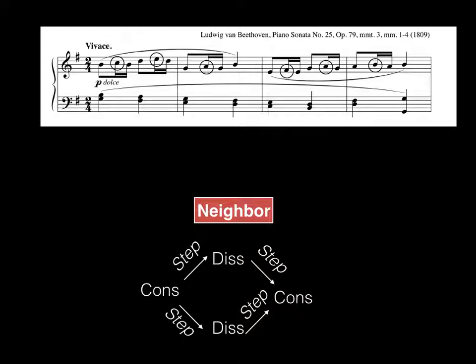And then similarly, if you look at the second circled note, that E, the D, which is a consonance, steps up to the dissonance and then steps back down to the consonance. And so this is an upper neighbor.